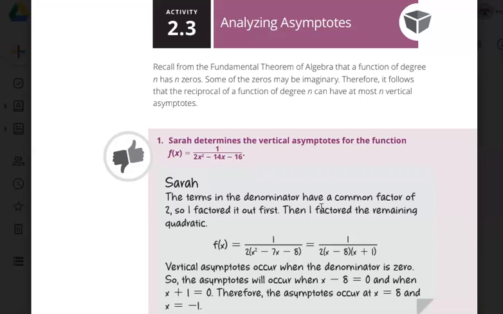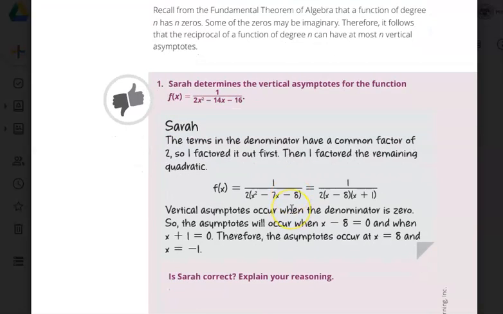So the first question you're asked is, Sarah, determine the vertical asymptotes for the function f of x equals 1 divided by 2x squared minus 14x minus 16. And then Sarah says the terms in the denominator have a common factor of 2, so she factored out the 2, and then she factored the quadratic. We'll use the box method today. She probably used reverse FOIL or box method. And so she ended up with the binomials x minus 8 and x plus 1. It does appear she did that correctly, but we'll check.